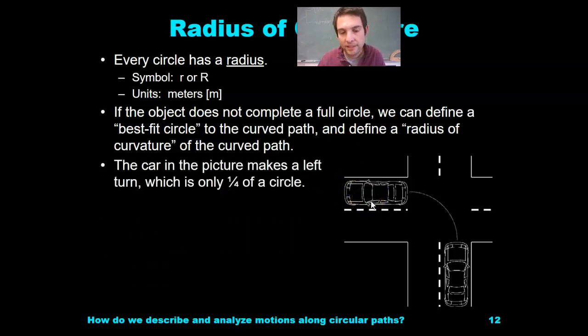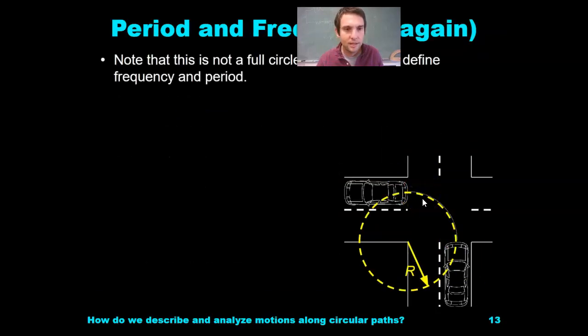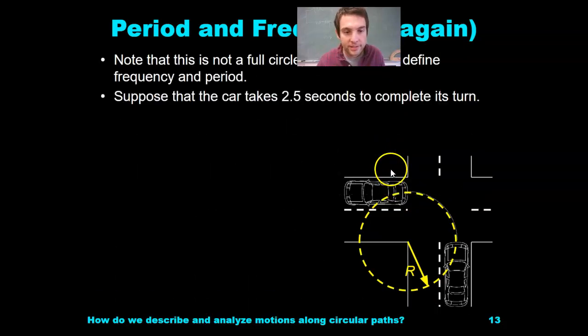The car in the picture makes a left turn, which is only a quarter of a circle. But we can define the best fit circle in yellow that best fits the path of the turn. The yellow best fit circle has a radius capital R, so this is the radius of the turn. So when I take away that yellow, hopefully you can see that, hey, that's part of a circle. This is not a full circle, but we can still figure out the frequency and period.